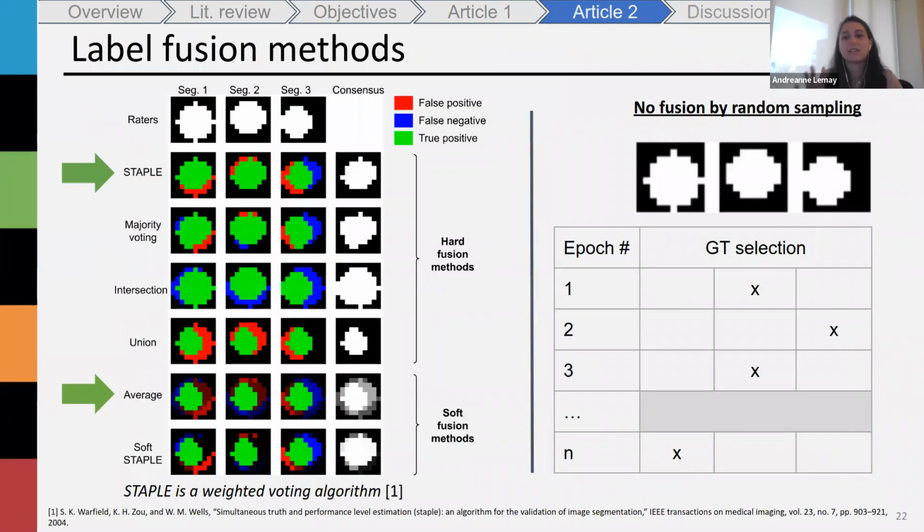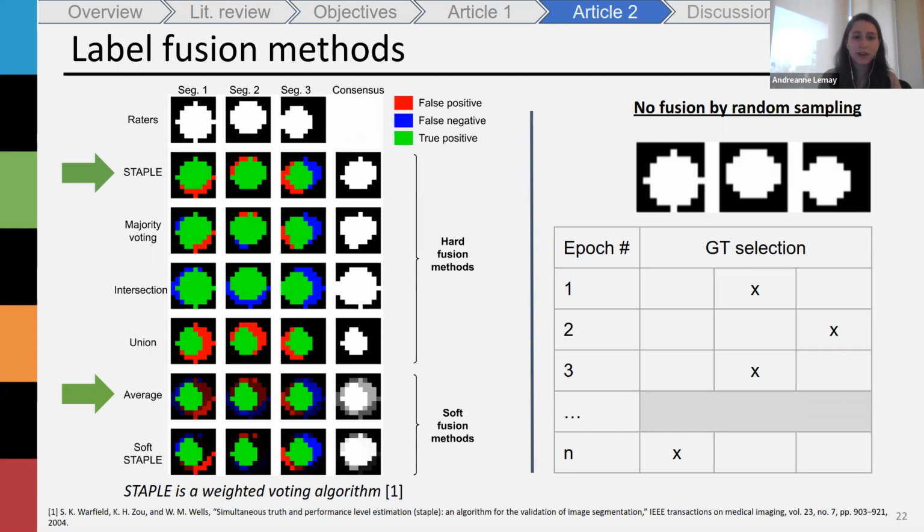So here is a summary of some of the most popular label fusion methods. However, for this paper, we only focus on 3 of them. There are 2 families: the label fusion methods that generate binary outputs, so only 0 or 1, and the soft fusion methods that generate labels that have values everywhere from 0 to 1.